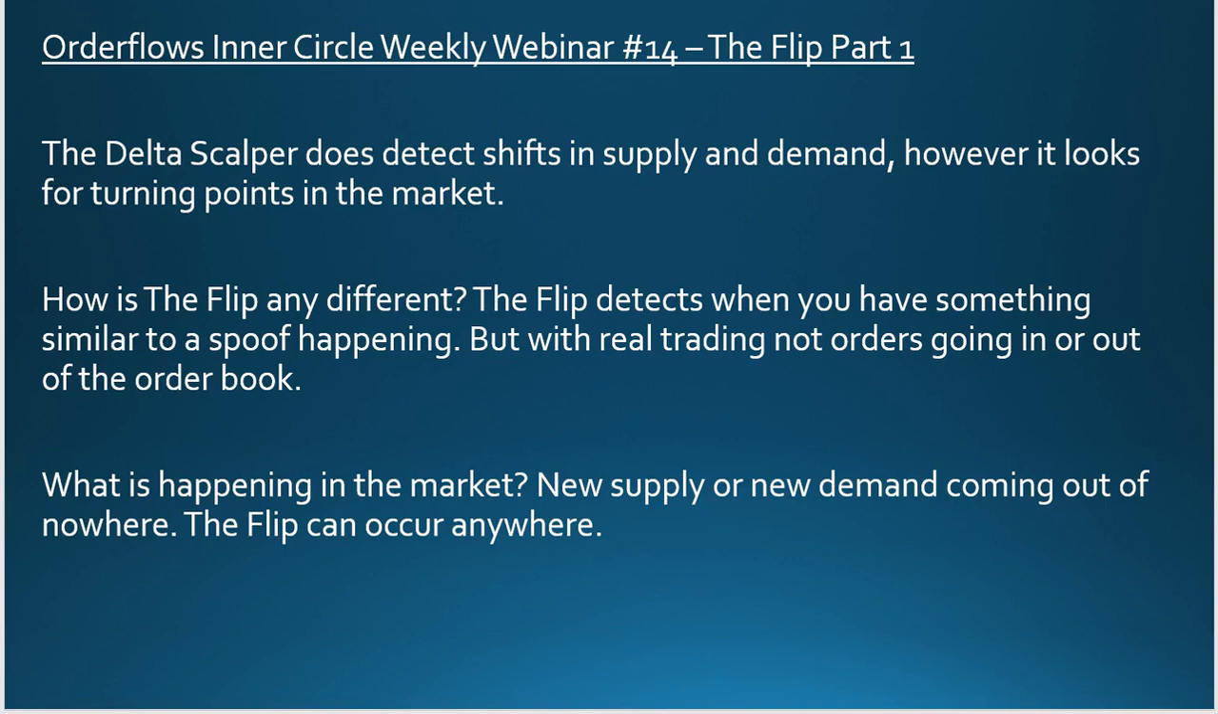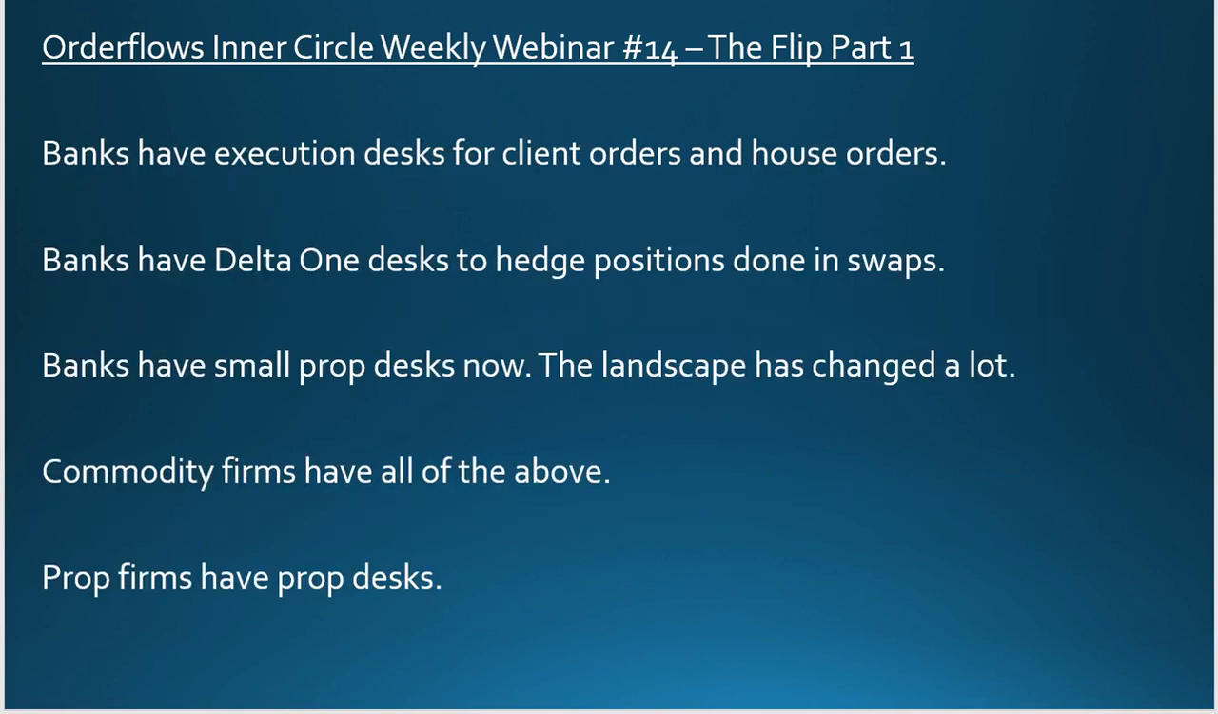Now, I'll show you some examples in a bit, but before I get to that point, let me talk about the different execution desks, the different trading desks that are out there. Banks have execution desks for client orders and house orders. House orders: a trader at the bank has to trade, maybe he doesn't have a system, so he gives it to the execution desk. Client orders: banks execute orders for all the big hedge funds, for all the big pension funds. It's going to go through the execution desk. These people have to execute the order as is.